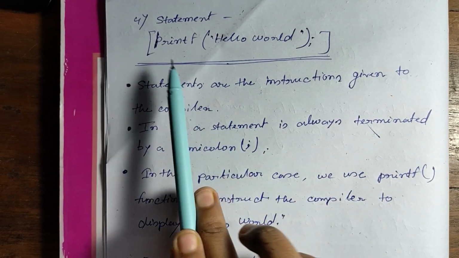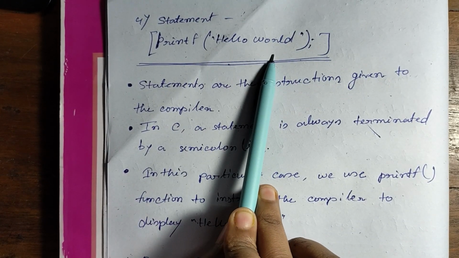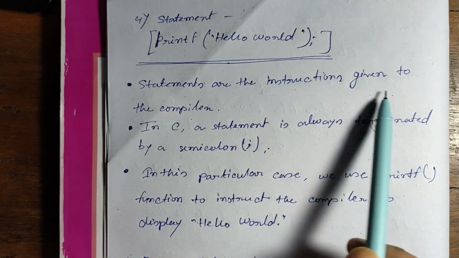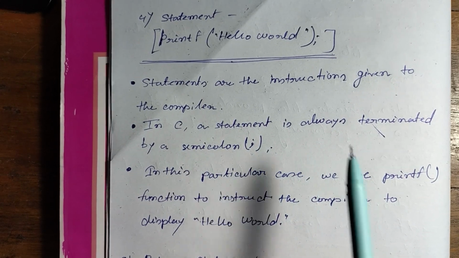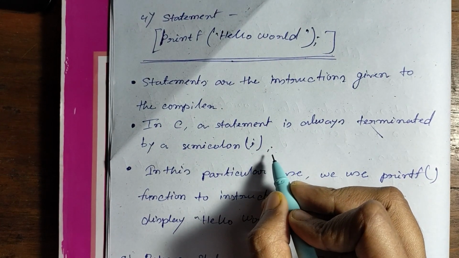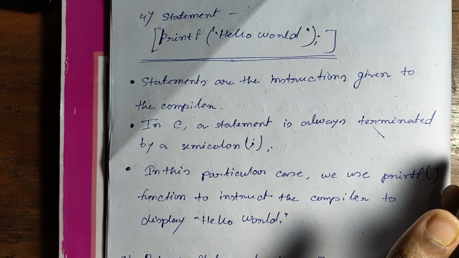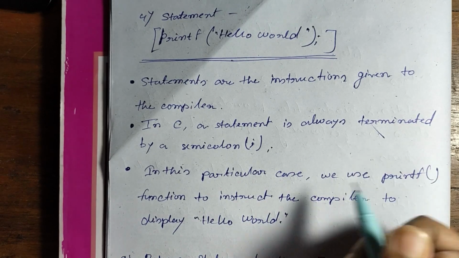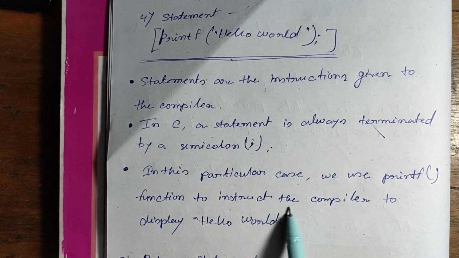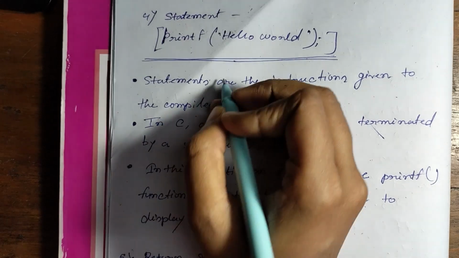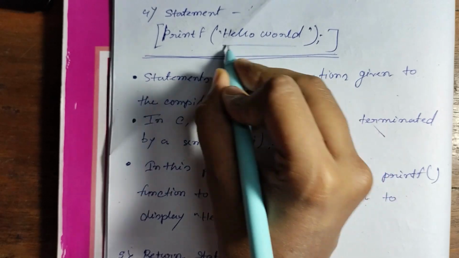After that, the statement printf hello world. printf is for printing any text in the C program. This is a statement, an instruction given to the compiler. In C, a statement is always terminated with a semicolon. So in C, we have to give a semicolon at the end of every statement. In this particular case, we use the printf function to instruct the compiler to display hello world.